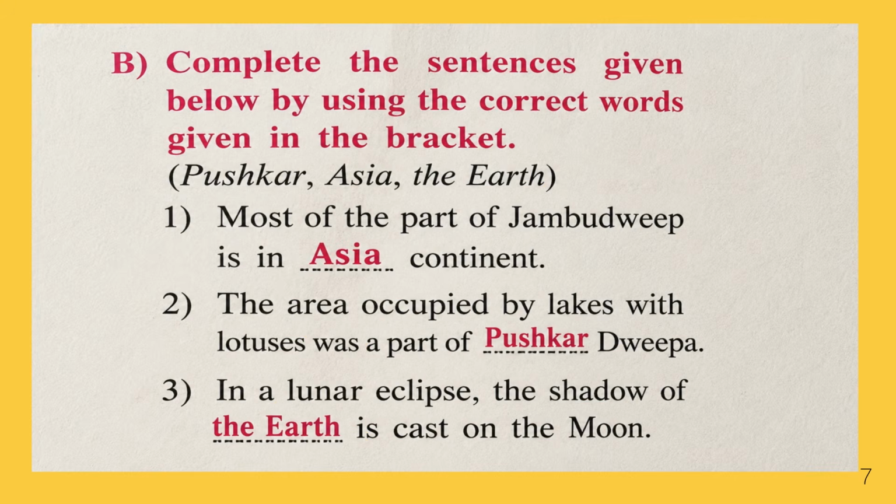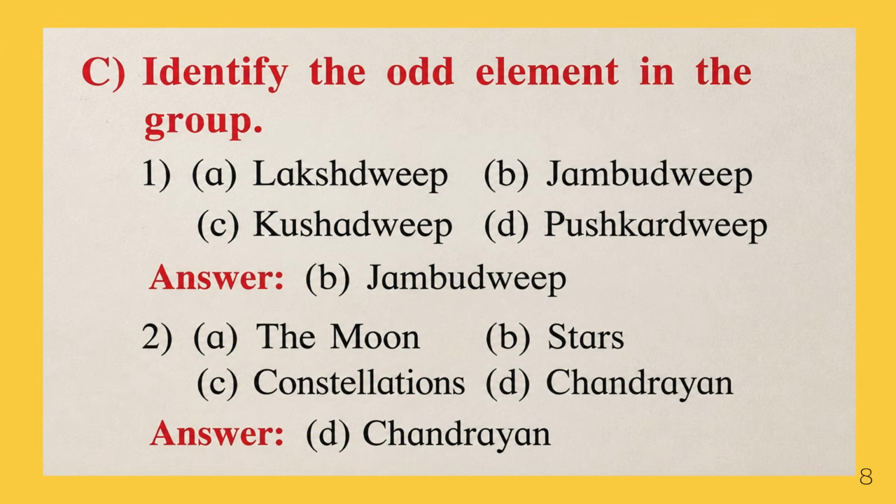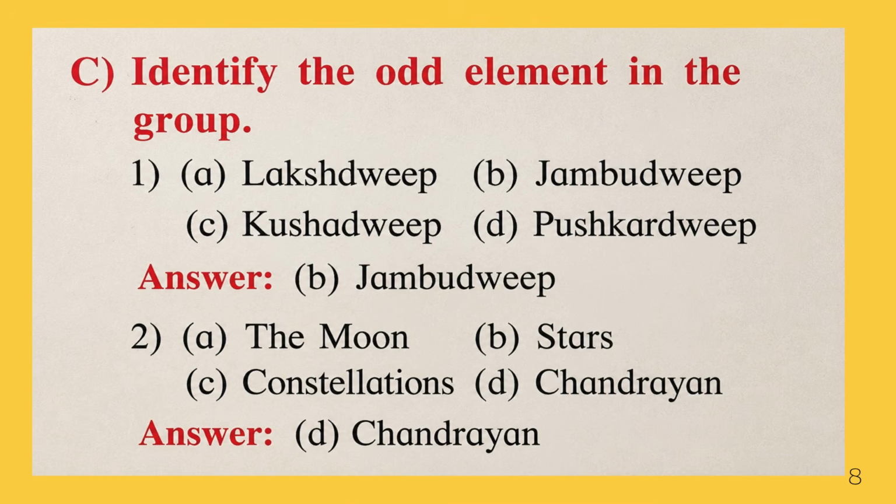The majority of Jambudweep lies in the Asia continent. The area of lotus-filled lakes is part of Pushkar Dweepa, and during a lunar eclipse, the Earth's shadow falls on the moon. In this exercise, we identify the odd element. Jambudweep is the outlier in the first group, while Chandrayaan is the odd element among the celestial terms listed.